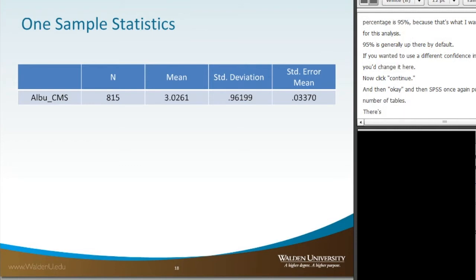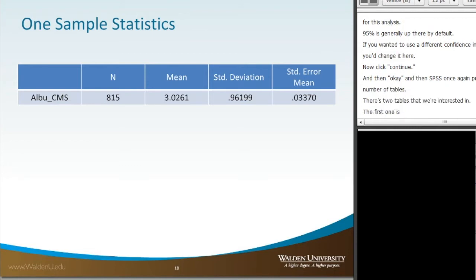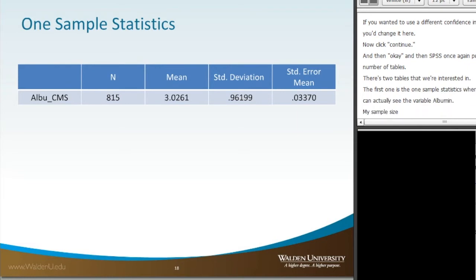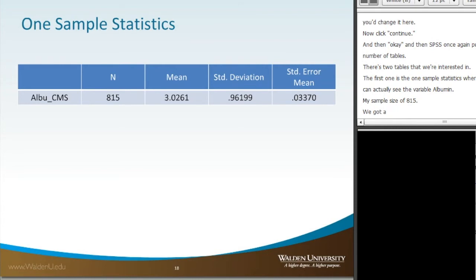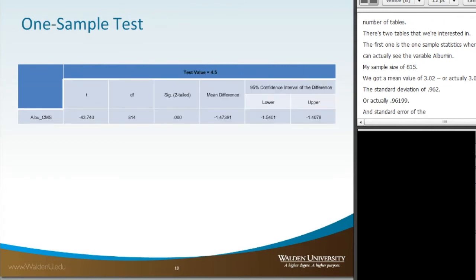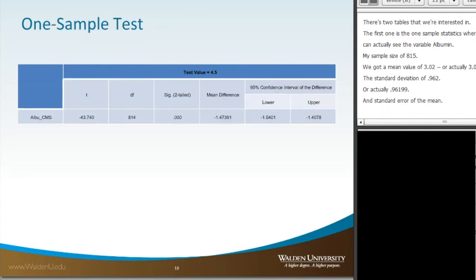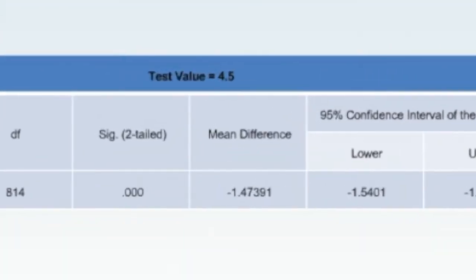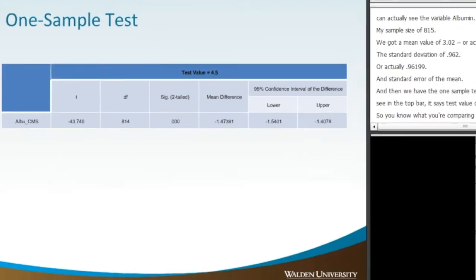The first one is the one sample statistics, where you can actually see the variable albumin, my sample size of 815. We get a mean value of 3.03, the standard deviation of 0.962, and then we have the standard error of the mean. And then we have the one sample test. As you can see in the top bar, it says our test value of 4.5, so you know what you're comparing against. The variable is on the far left, the albumin.